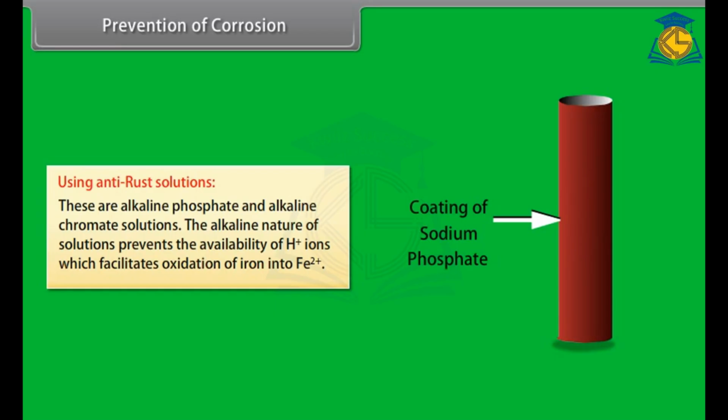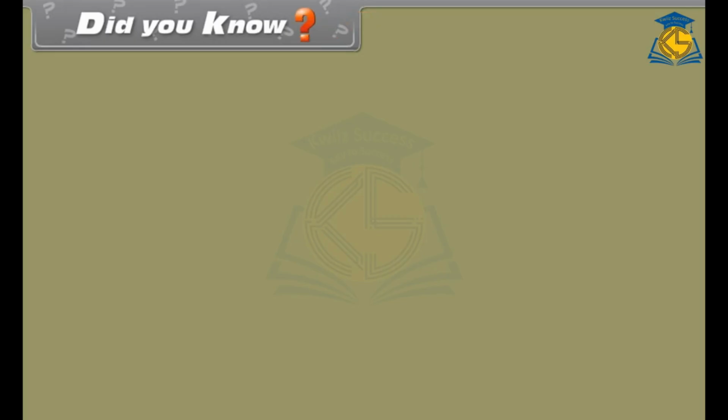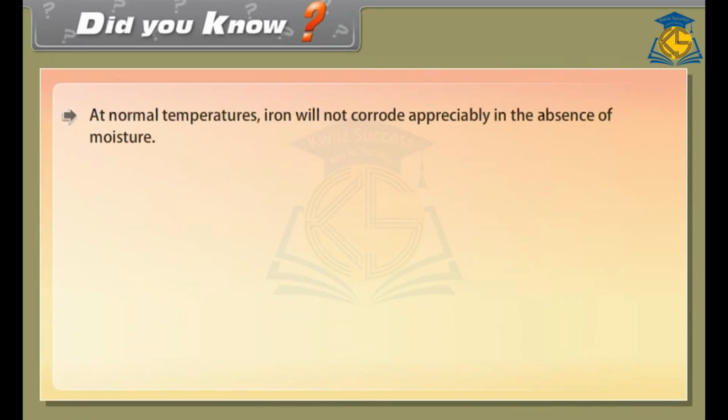The alkaline nature of solutions prevents the availability of H+ ions, which facilitates oxidation of iron into Fe+2. Did you know? At normal temperatures, iron will not corrode appreciably in the absence of moisture.